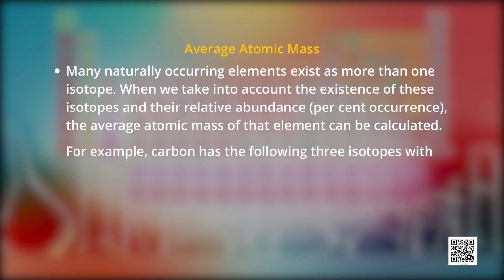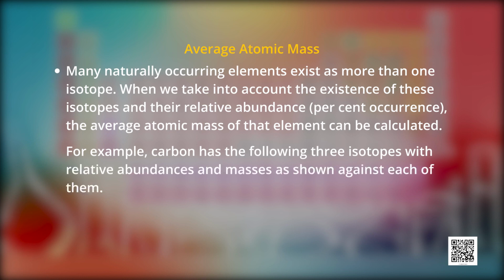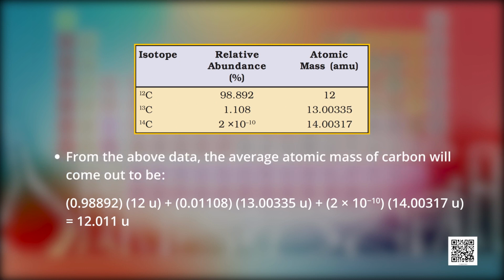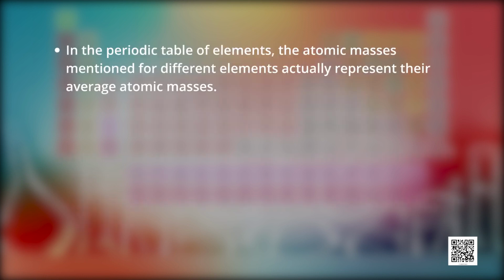For example, carbon has the following three isotopes with relative abundances and masses as shown against each of them on the screen. From the above data, the average atomic mass of carbon will come out to be 12.011 u. Note that in the periodic table of elements, the atomic masses mentioned for different elements actually represent their average atomic masses.